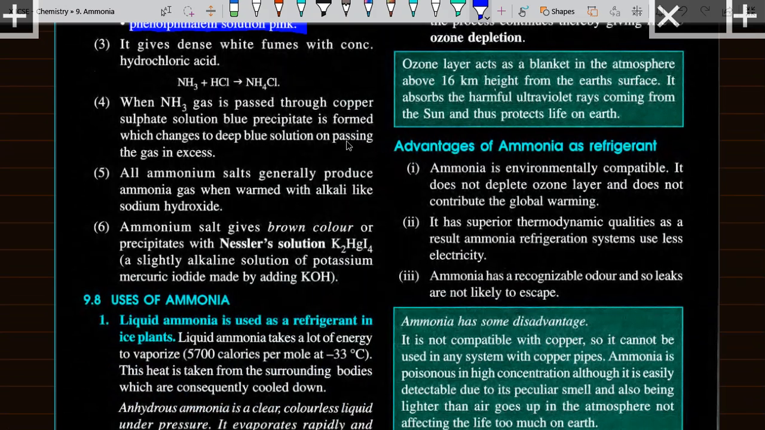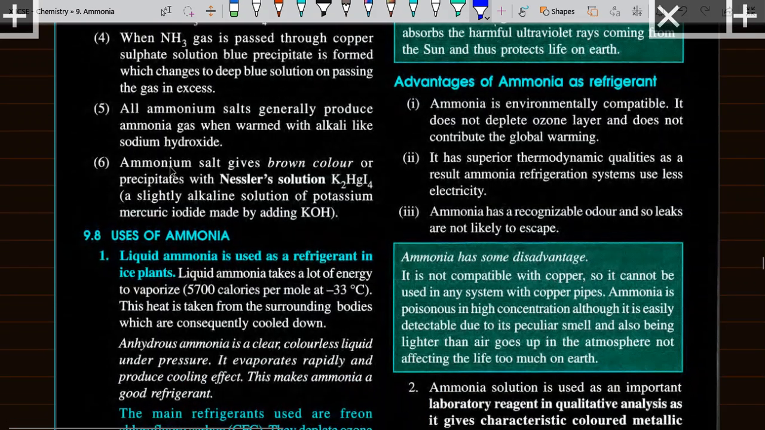We had already studied this. When ammonia is passed through copper sulfate solution, a blue precipitate is formed which changes to a deep blue solution on passing the gas in excess. Analytical chemistry. All ammonium salts generally produce ammonia gas when warmed with alkali like sodium hydroxide. Ammonium salt gives a brown color or precipitate with Nessler's solution, K2HgI4, a slightly alkaline solution of potassium mercuric iodide made by adding KOH.